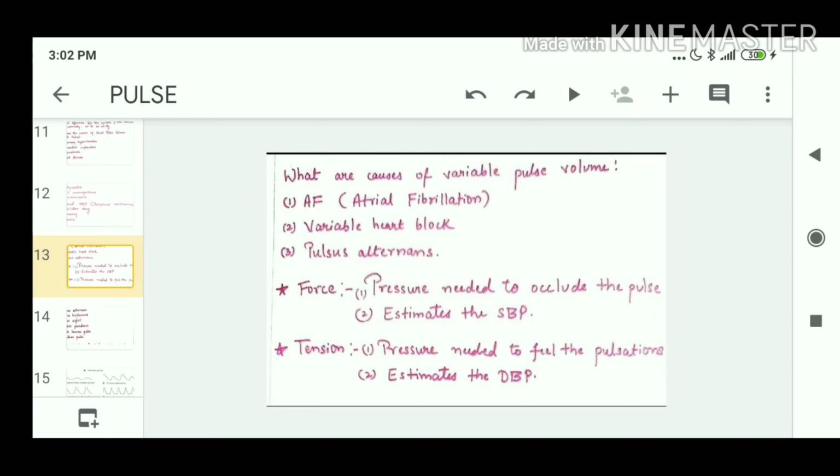Now coming to the next characteristic, force of a pulse. It is defined as the pressure needed to occlude the pulse. And what is the significance? It estimates the systolic blood pressure. Now coming to the tension. Tension is nothing but the pressure needed to feel the pulsations. What is the significance of the tension then? It estimates the diastolic blood pressure.